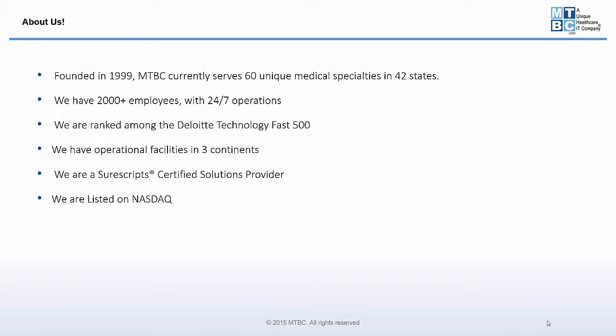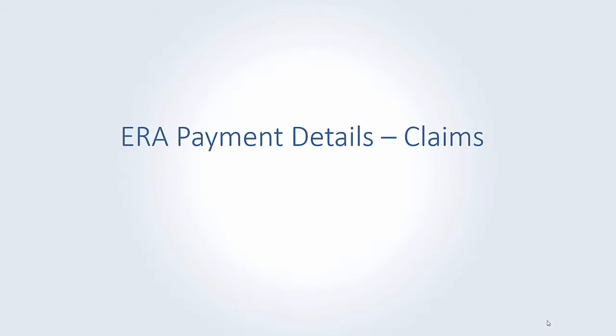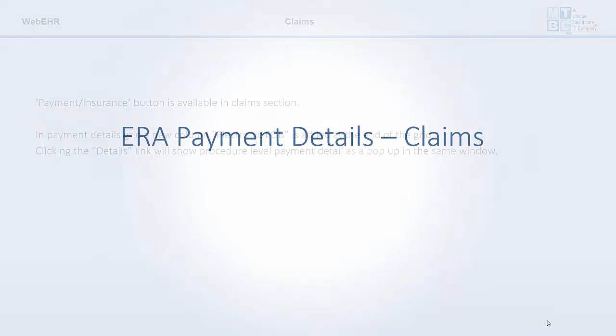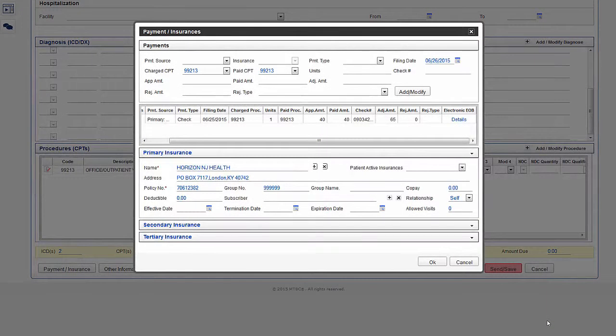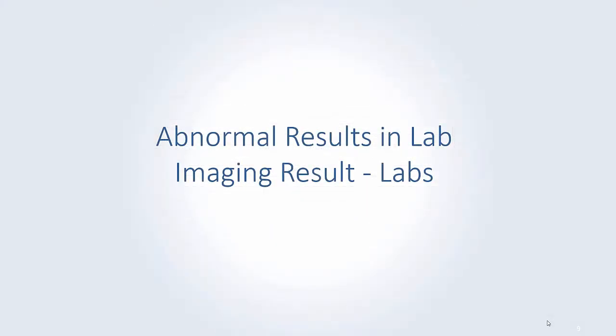Now we will start off with the webinar and we will cover all the major WebEHR changes. Our first major change has to do with the claims section. In the claims section, under ERA payment, under payment insurance, there's a tab. As soon as you click on the tab, a window will open up. Now, under electronic EOB, there's an option called Details. As soon as you click on Details, a window will open up, which will allow you to print out an ERA.